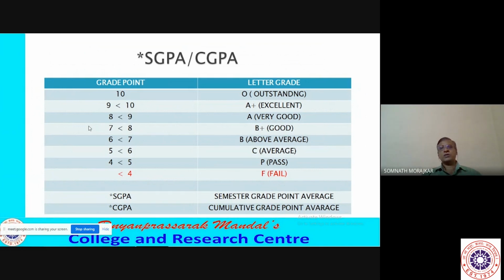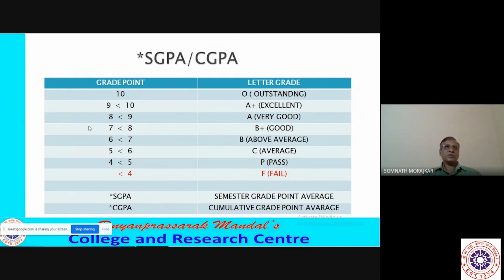7 and less than 8, B plus, good. 6 and less than 7, B, above average. 5 and less than 6, C, that is average. 4 and less than 5, P, that is pass. And if your grade point in a particular semester is less than 4, then the letter grade will be F, that is fail. So SGPA is nothing but semester grade point average.